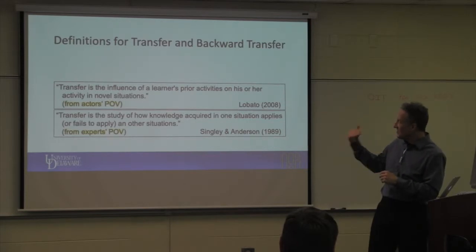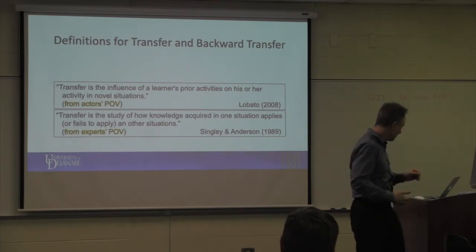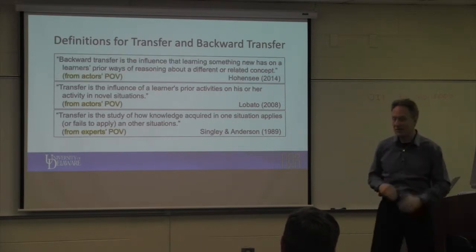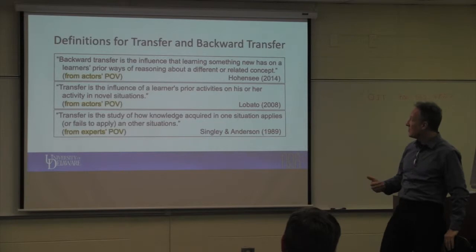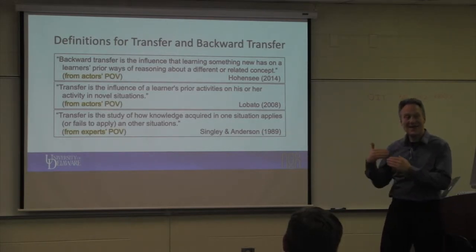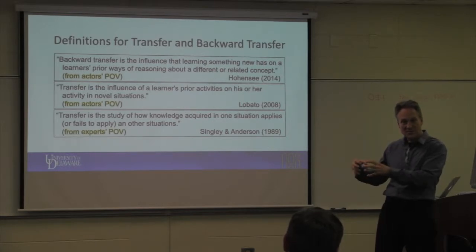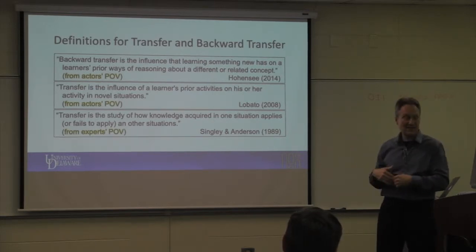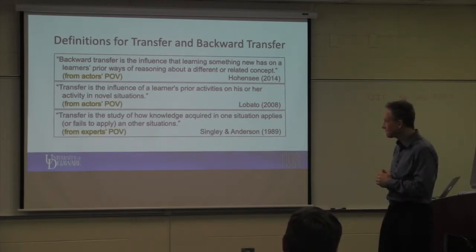What I did is I took that definition and I extended it to backward transfer. My definition of backward transfer is the influence that learning something new has on a learner's prior ways of reasoning about a different or related concept. I'm using the same word influence because I would count any influence from new learning, or concept two, on someone's prior ways of reasoning about concept one as backward transfer.